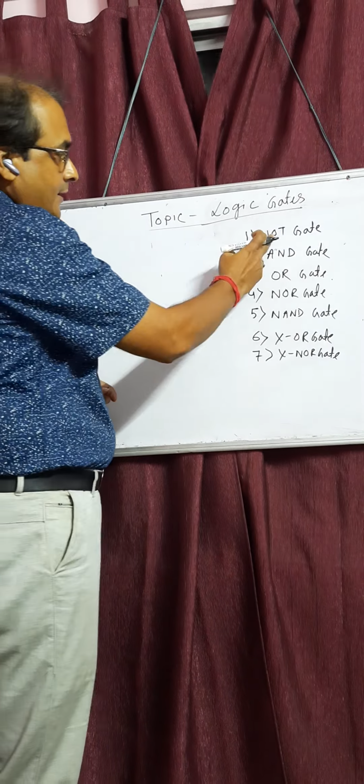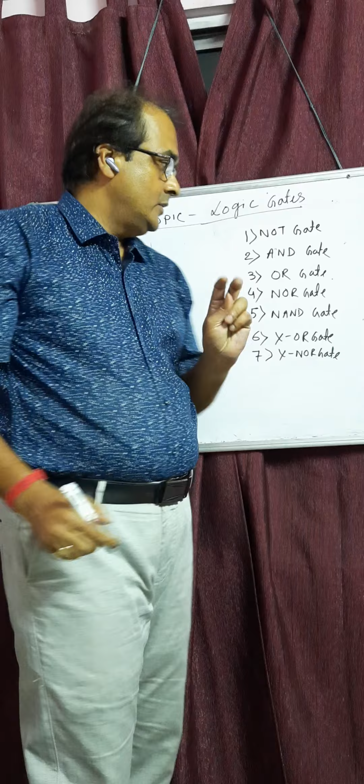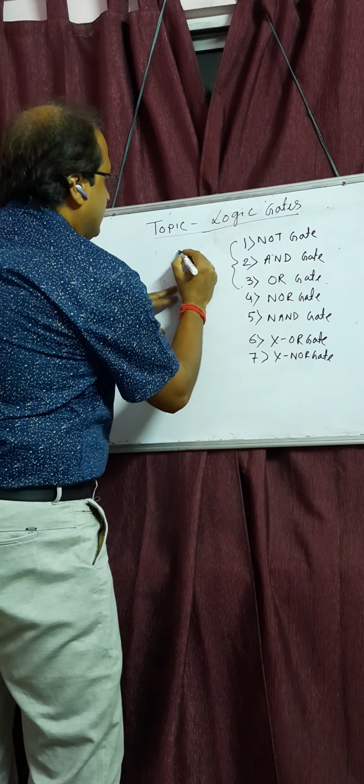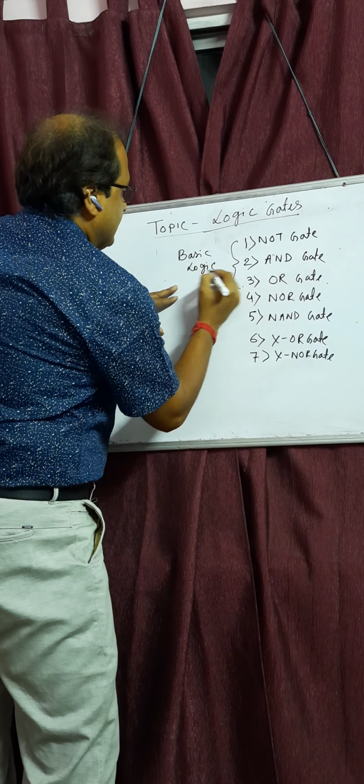So this NOT gate, AND gate and OR gate, that is called basic logic gates. So these are basic logic gates.